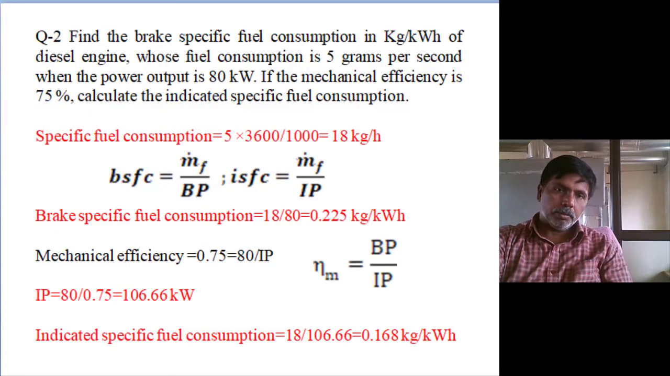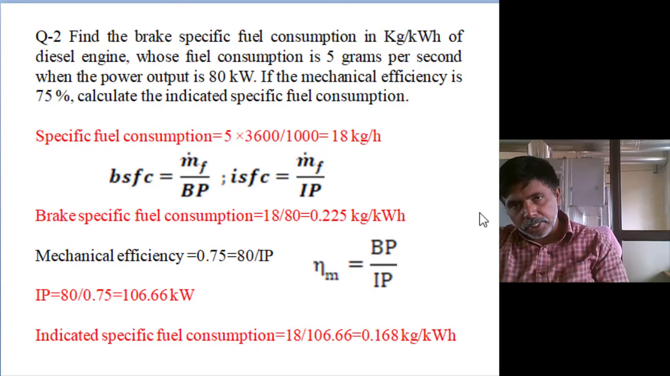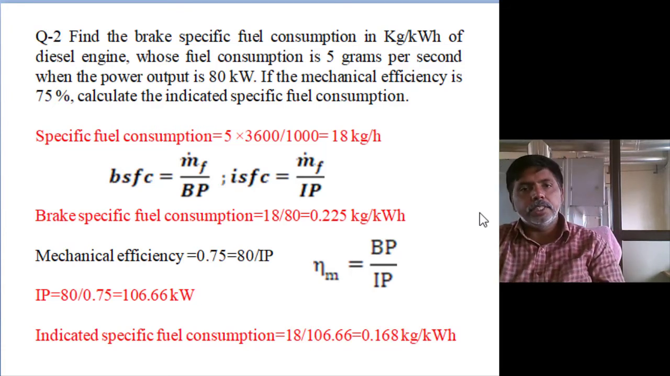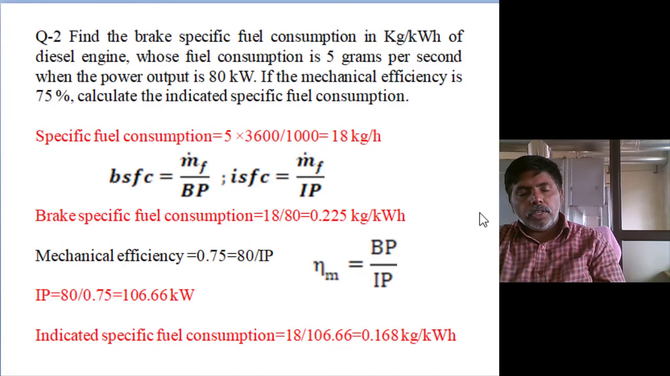Next, these are the norms, and we will solve some problems. Then we will get a clear idea about these things. First one: find the brake specific fuel consumption in kg per kilowatt hour. I already mentioned the fuel flow rate in kg per hour. For production of 1 kilowatt of power, what fuel flow rate in kg per hour is required?